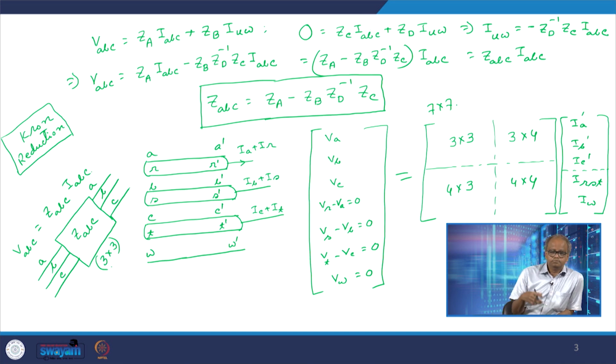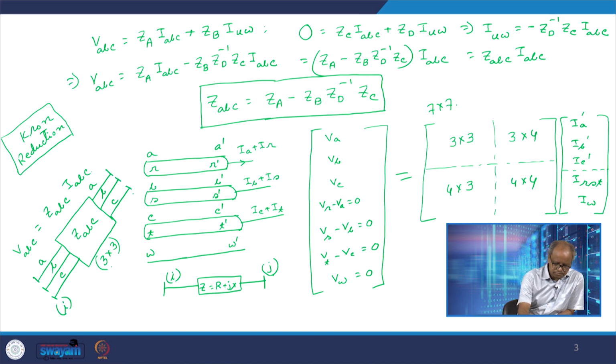The similar concept is that for any balanced transmission line, we represent a line by Z equal to R plus jX between bus I and bus J. So this is bus I and this is bus J. If there is a 3-phase unbalanced transmission line having any kind of configuration between bus I and bus J, that can be represented by a 3 cross 3 impedance matrix.